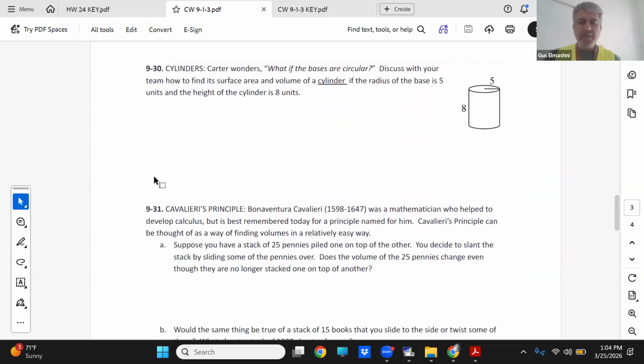All right, 9:30. So Carter 1 is what the bases are, circular. Discuss with your team how to find the surface area and volume. The radius of the base is 5 units and the height of the cylinder is 8 units. So I'll give you the formulas that you need.